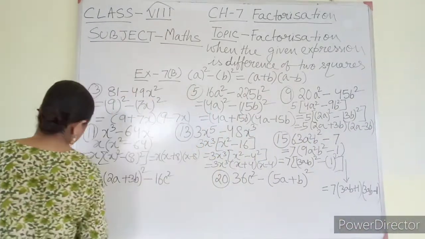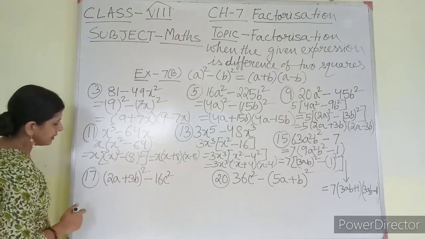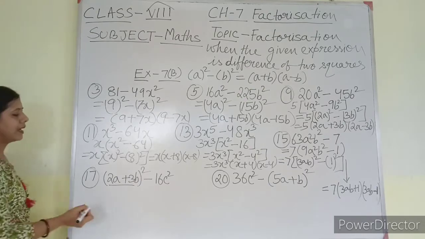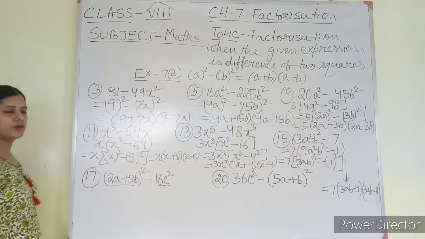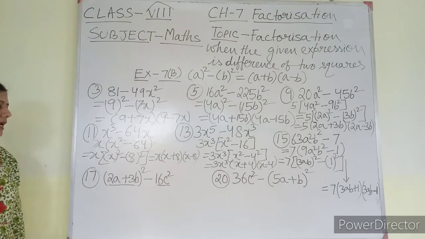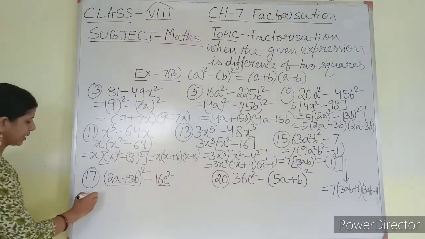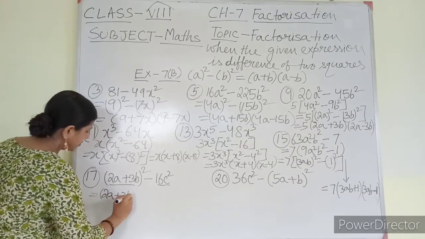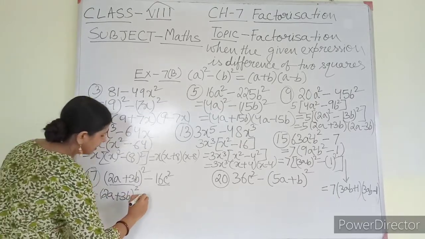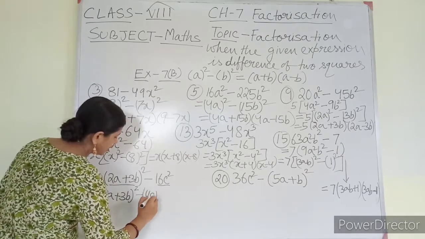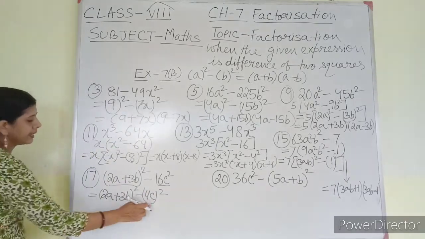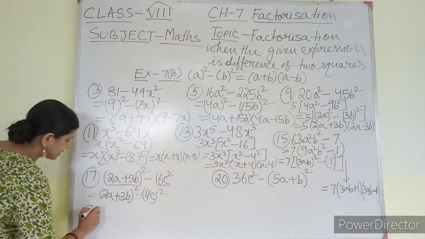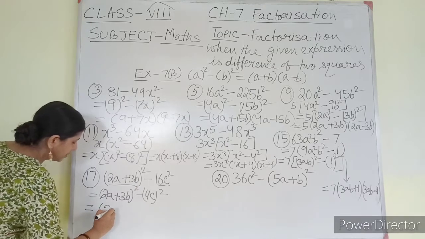Now question number 17. In question number 17, this whole can be considered as a square, and this has to be written in the form of b square. 16c square can be written as 4c whole square. So you are getting 2a plus 3b whole square minus 4c whole square. So this one is a and this one is b. a square minus b square. So what you are getting? a plus b, a minus b.